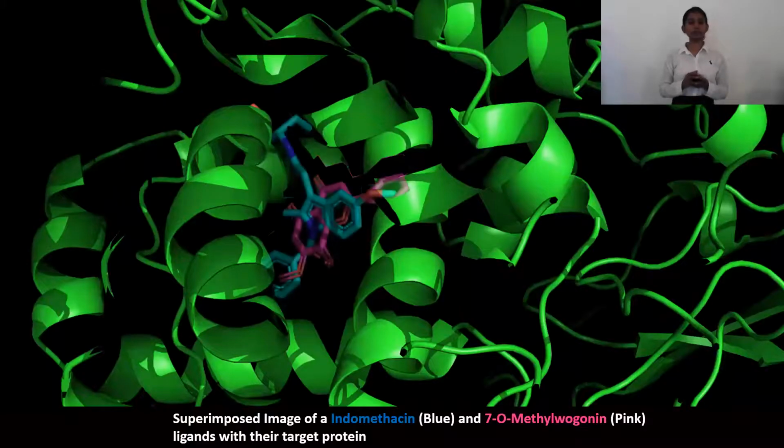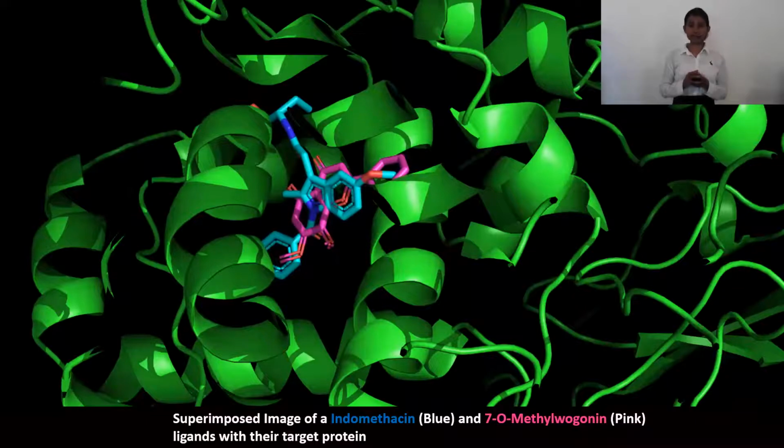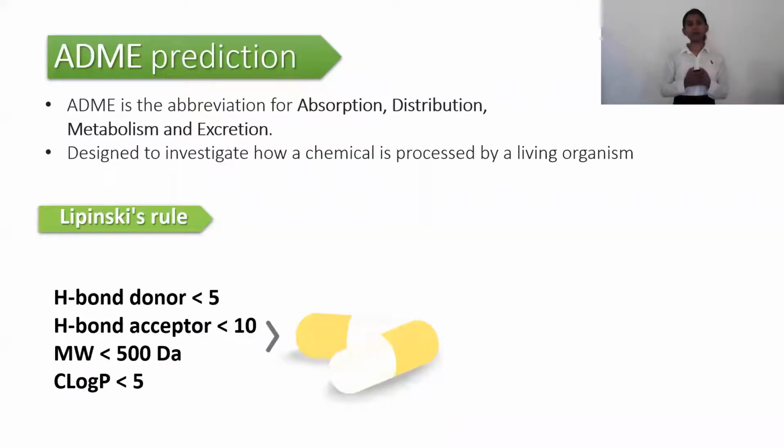And this is a superimposed image of the native ligand indomethacin and one of the hit molecules, 7-O-methylvogonin, with their target protein. As you can see, the two molecules overlapped each other, which gave us further evidence that our hit molecules also bind to the respective active site. Since campesterol and 7-O-methylvogonin got better binding affinity values, they were further evaluated using ADME prediction.